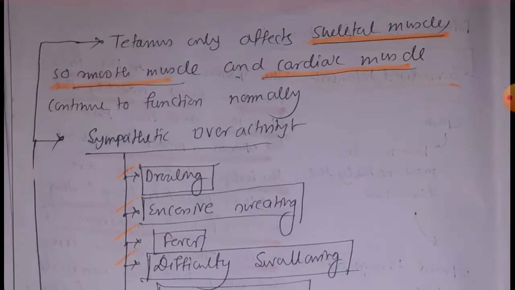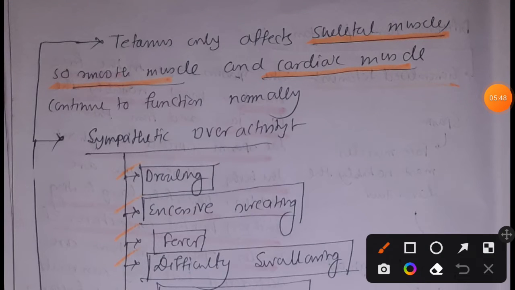Now after this, there is an important piece of information: tetanus does not cause spasm in each and every muscle. It causes spasm only in skeletal muscle. That means the cardiac muscle and the smooth muscles are working properly.